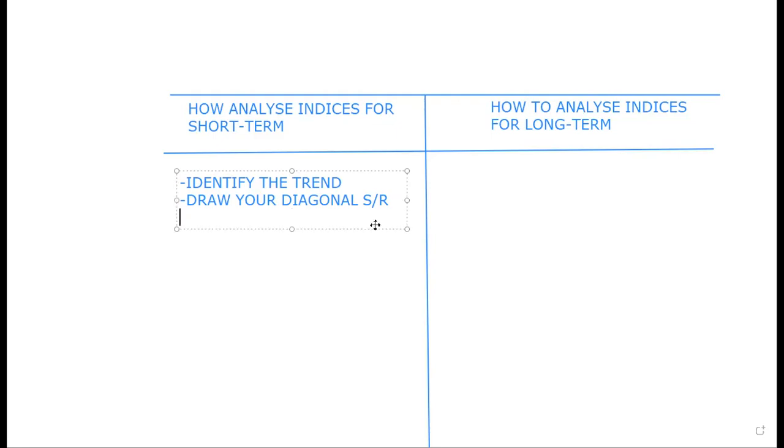So it's identifying the trend, drawing your diagonal support and resistance, and then another thing: drawing horizontal lines where the market trend turned and created a huge move.